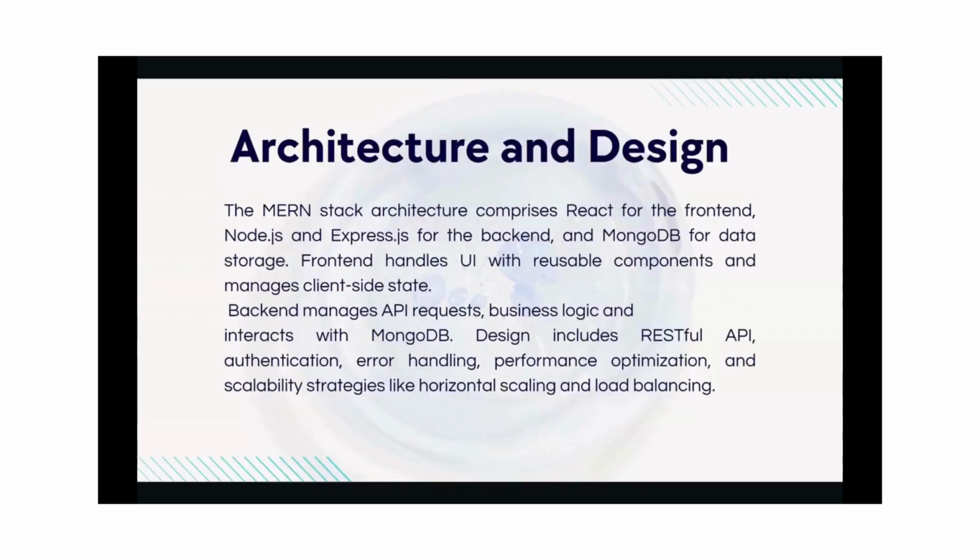Architecture and design. The MERN stack architecture comprises React for the front end, and Node.js and Express.js for the back end, and then MongoDB for data storage. The front end handles UI with reusable components and manages client-side state, whereas the backend manages API requests, business logic, and interacts with MongoDB, the database. The design includes RESTful API, authentication, error handling, performance optimization, and scalable strategies like horizontal scaling and load balancing.